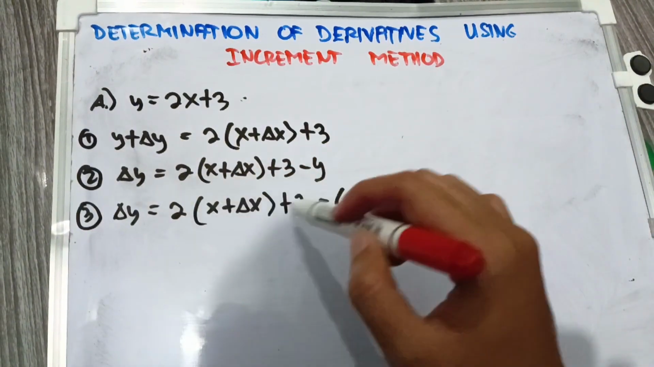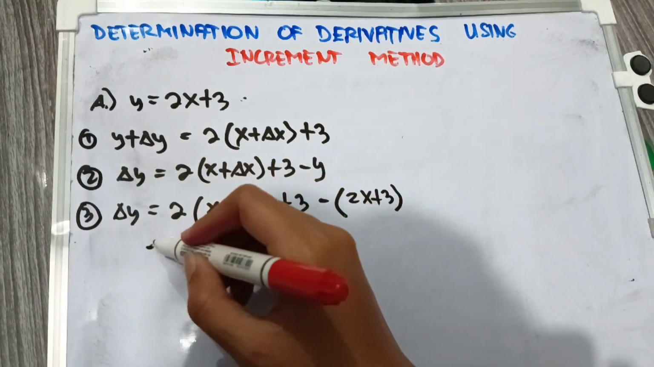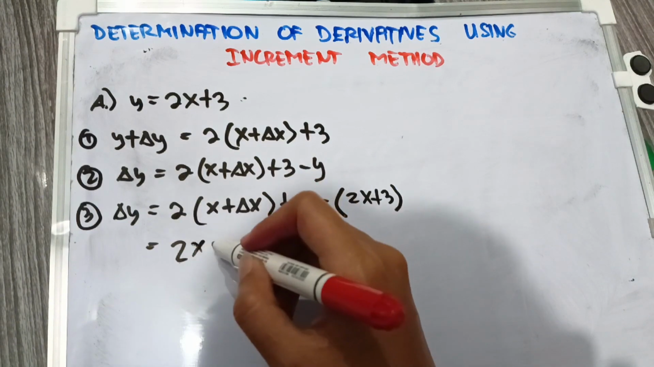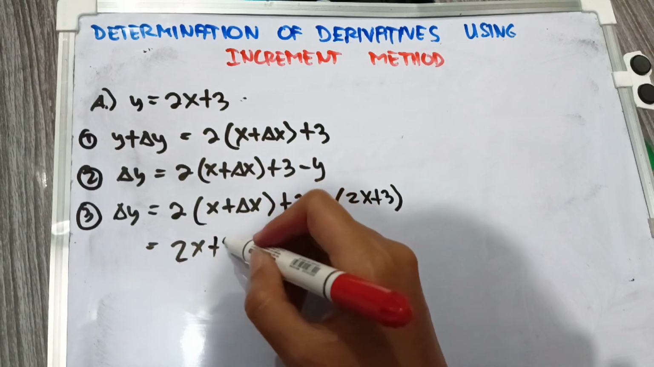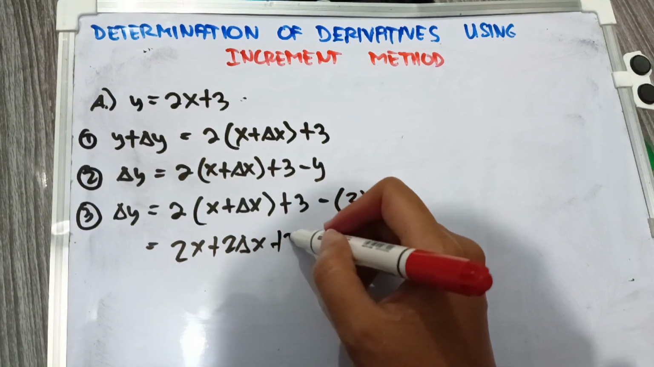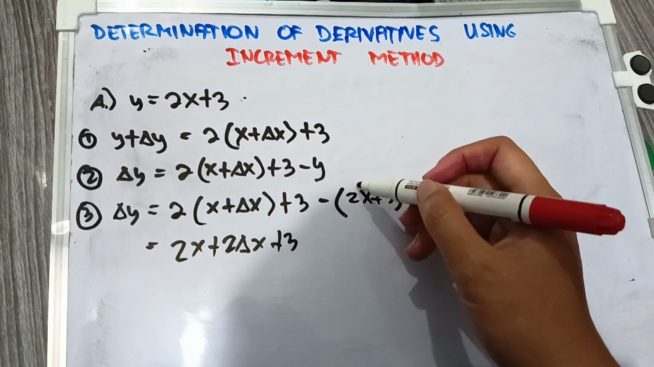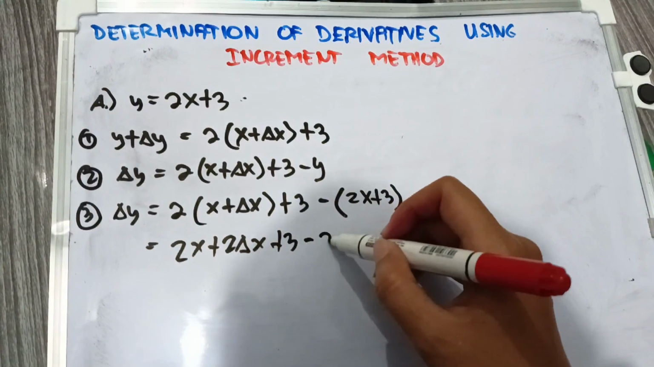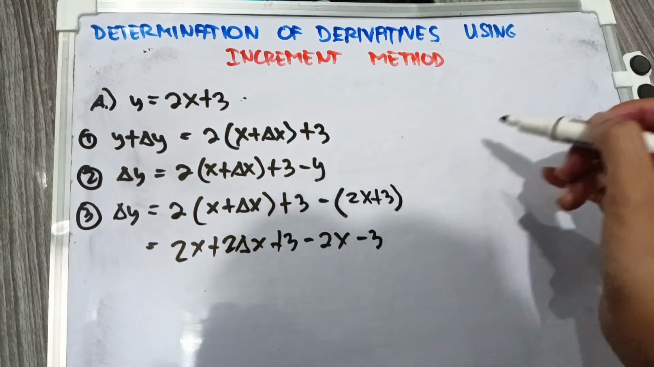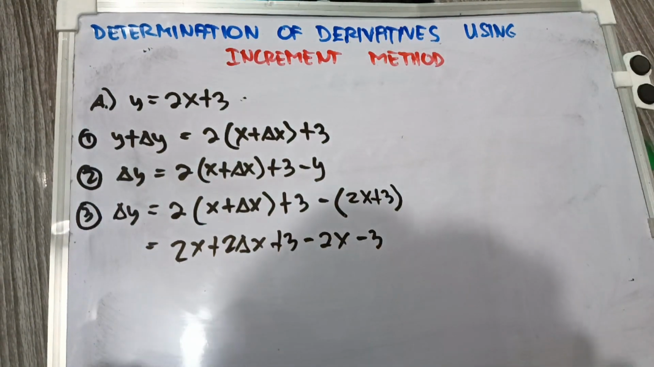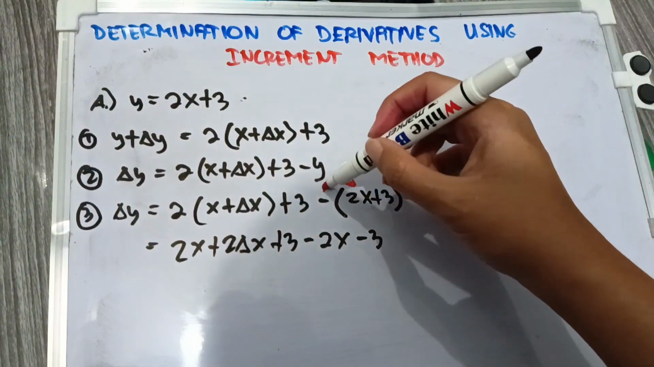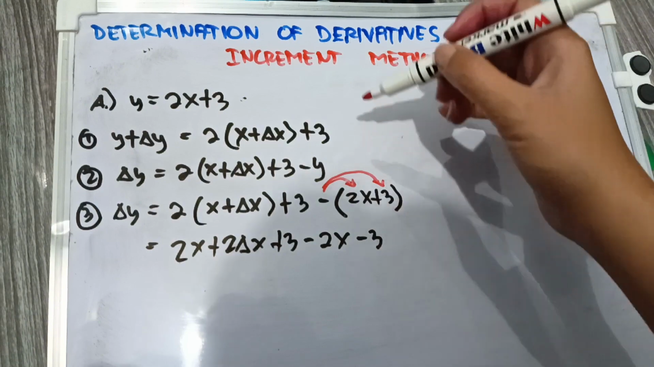Then let's distribute 2 times x, that is 2x, 2 times delta x, that will be 2 delta x, plus 3. Then let's distribute the sign, negative 2x and negative 3. Okay? Do not be confused in here. We just distribute the sign and the sign. Okay?